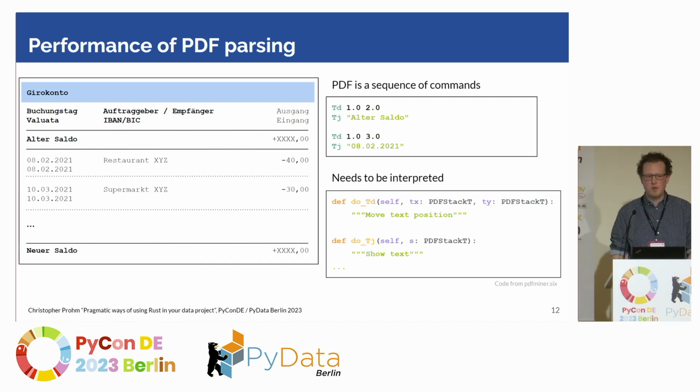And this is here taken from the PDF-6 library, a very nice library. But now you have this interpreter running in an interpreter, and this then gets slow. So this is where you can get the speed up.